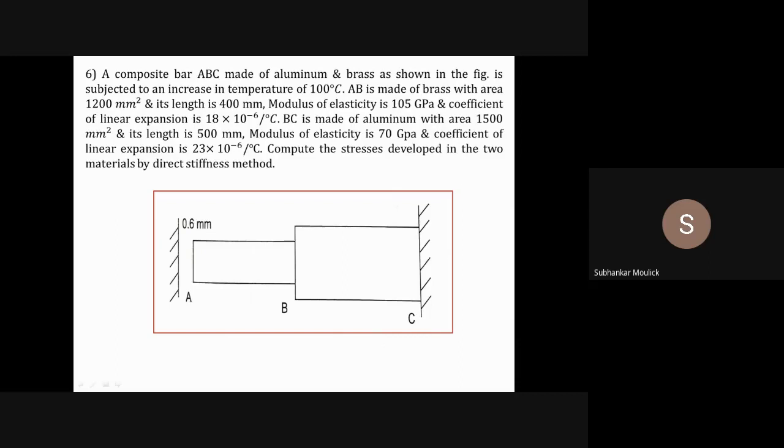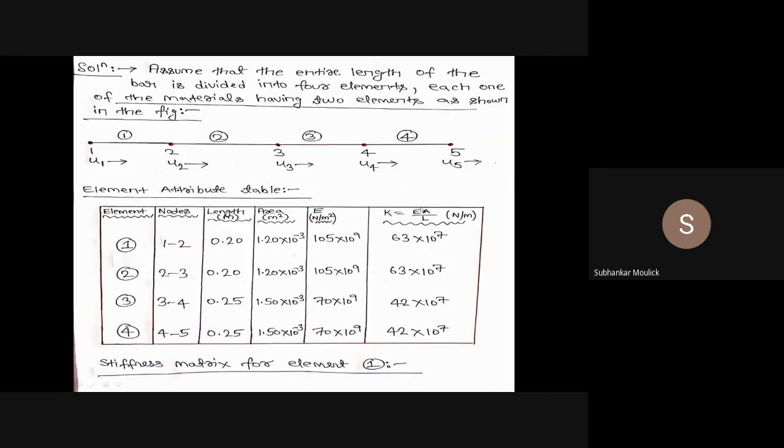Similarly, the cross-sectional area of the bar BC is 1500 mm square, and when we divided the bar BC into two finite elements, we got element number 3 and element number 4. So element number 3 and element number 4 will also be having an area of 1500 millimeter square. That is nothing but 1.50 into 10 to the power minus 3. This is the area.